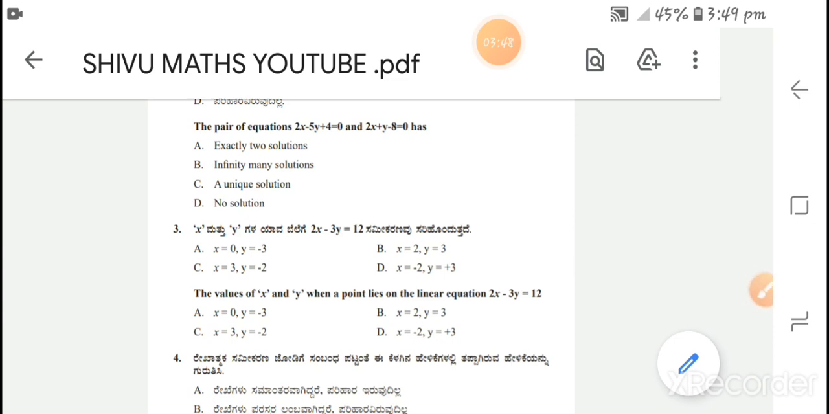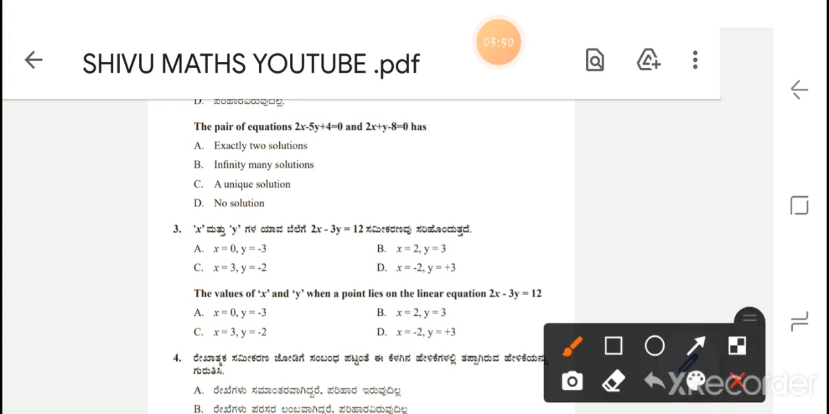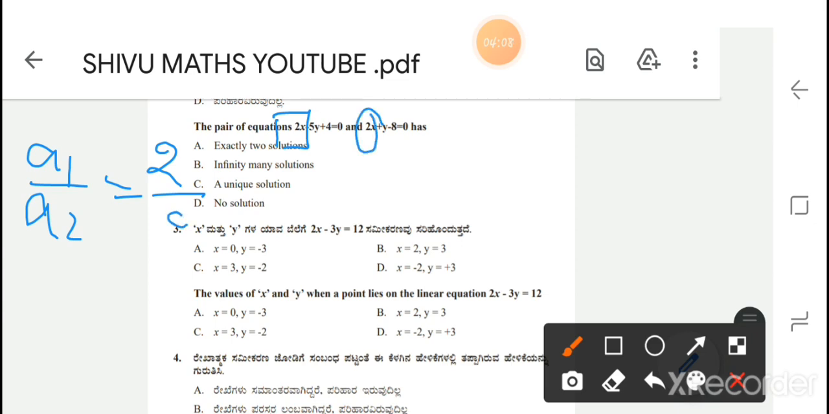See, what do the ratios of coefficients mean? That is a1 by a2. We need to find a1 by a2 here. What is that? a1 is the coefficient of x in the first equation, that is 2, by a2, the coefficient of x in the second equation, that is 2. So 2 by 2 we get 1.